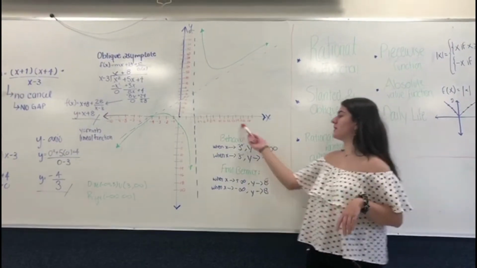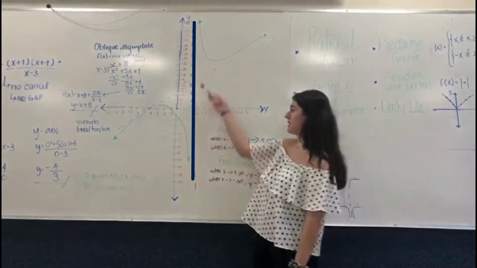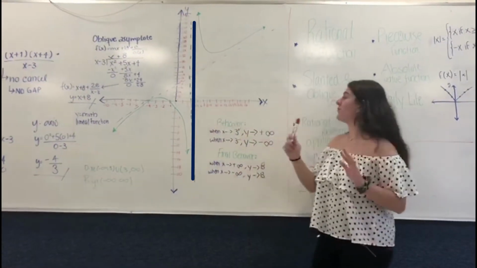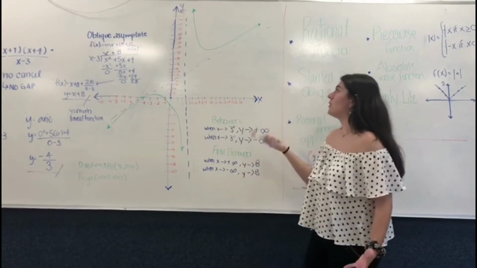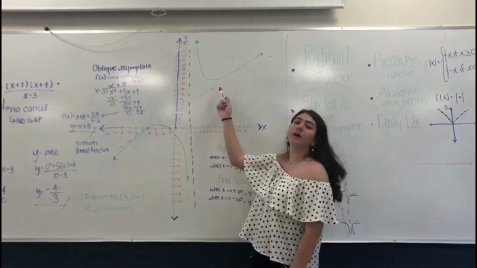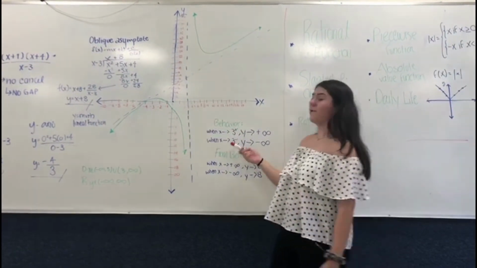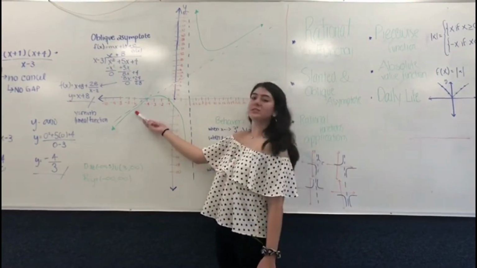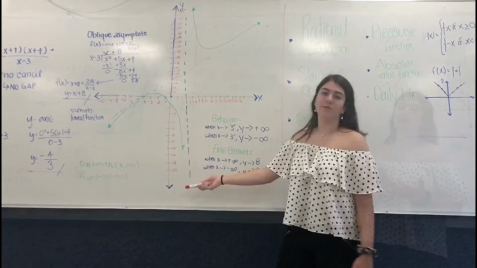Now, in order to obtain the behavior, you first have to locate the asymptote. In this case, the asymptote is number 3. So, if we see number 3 from the right side, we notice that it goes up to plus infinity. Now, if we see the 3 from the left side, we notice that the curve will go to minus infinity.